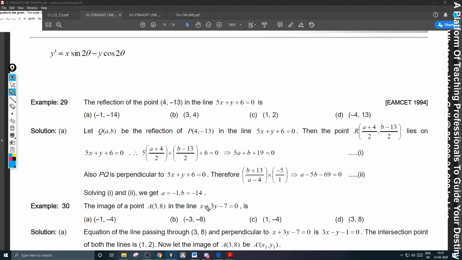The image of the point (3, 8) in the line x + 3y - 7 = 0. Let me write the data first. We will do it faster. Or otherwise you can do one thing. You can go for cross verification. Like what cross verification? The midpoint of A and the option must lie on this line. I'll tell you the verification process also. Just see.